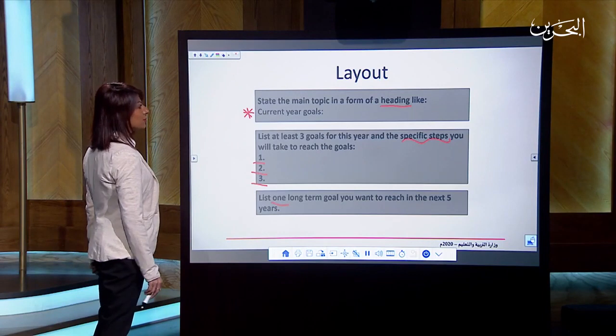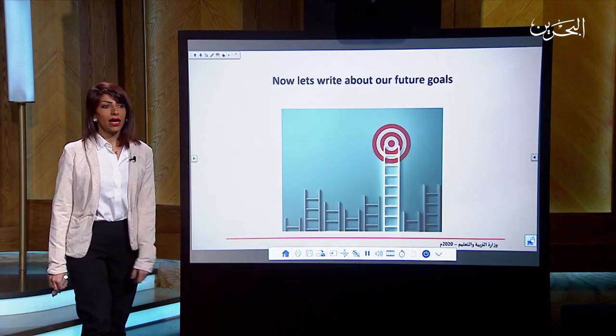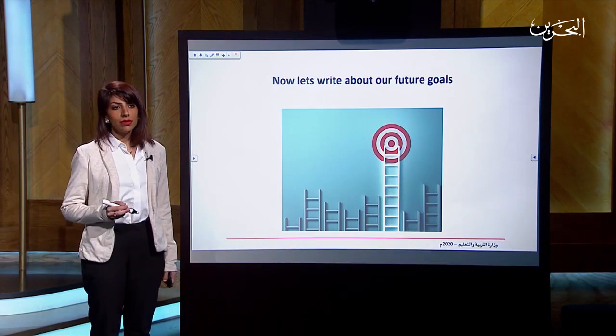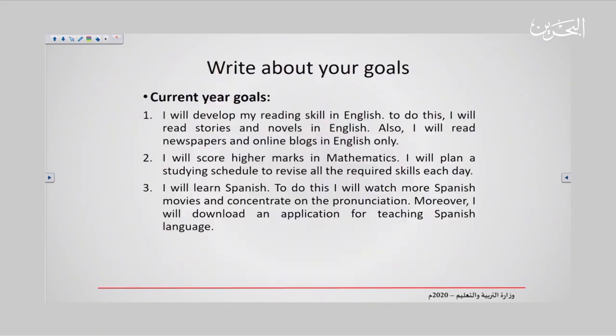Let's see a structure. Now, we're going to write about our future goals. You could have your papers or you could write notes. You can mention anything you want in your papers and then check with the slideshows. So, write about your goals. Let's start with the heading, as I've mentioned in the layout, current year goals. It has to be minimum 3. So I have 1, 2, 3. Let's start with the first one.